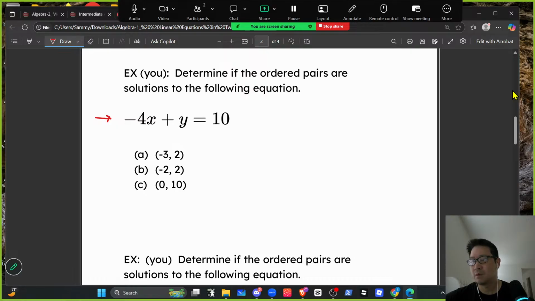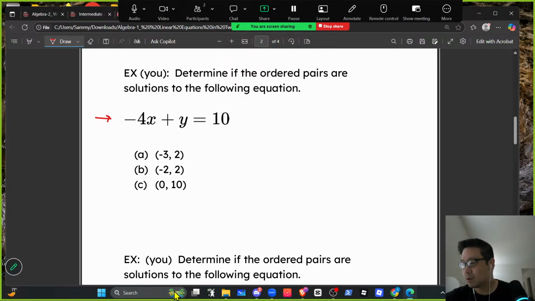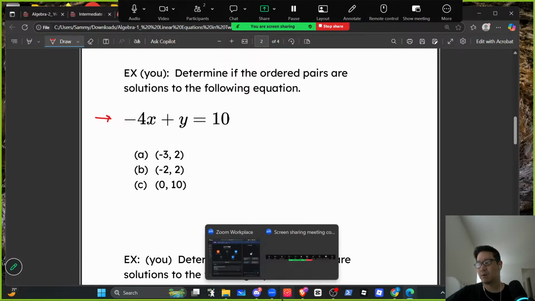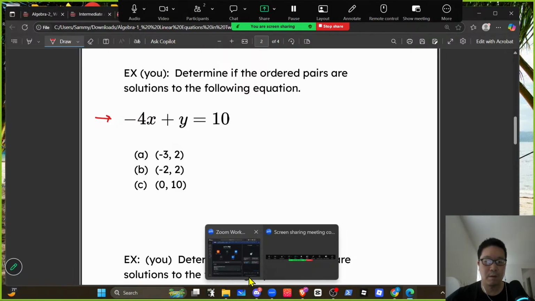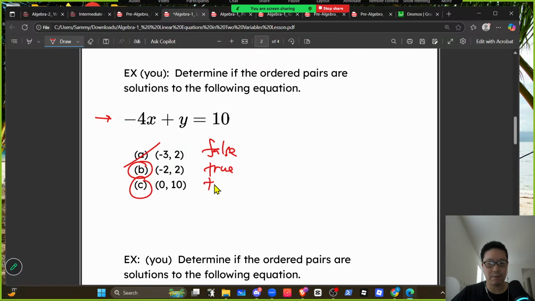I'm done. Okay. So what was A? A is false. My answer was 14 equals 10, and that's not true. So A is false. What about B? B is true because I got 8 plus 2, which is 10, and 10 equals 10. And C is also true because the negative 4x cancels out and 10 equals 10. Yeah, good. Okay.